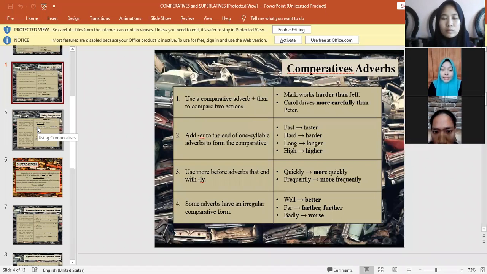Second is add er to the end of one-syllable adverbs to form the comparative. For example, fast becomes faster, hard becomes harder, long becomes longer, high becomes higher. Third is use more before adverbs that end with ly. For example, quickly becomes more quickly, frequently becomes more frequently.